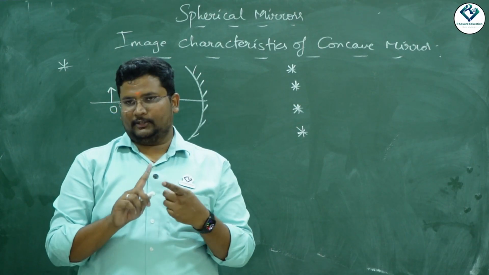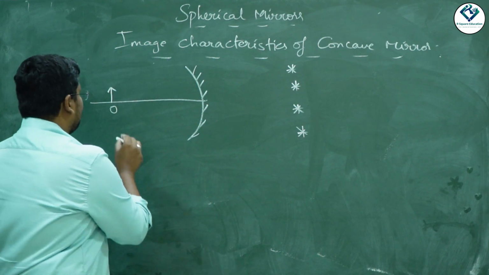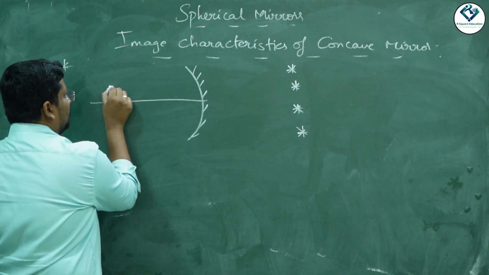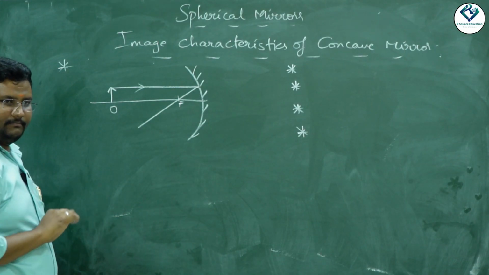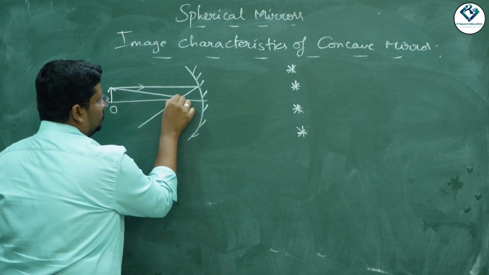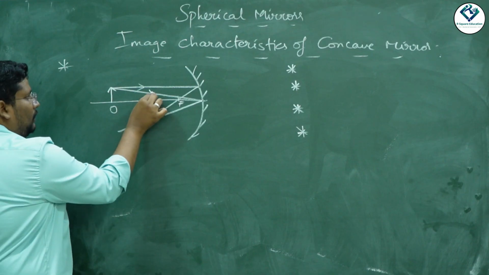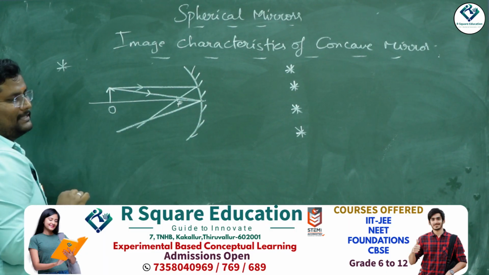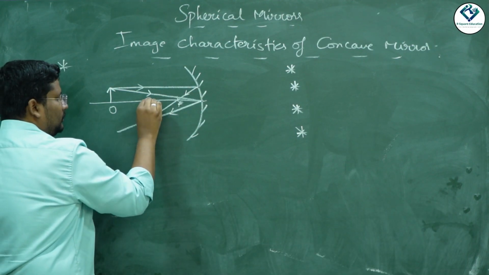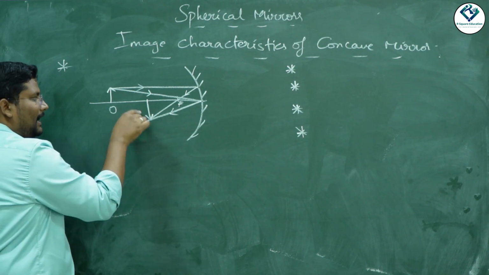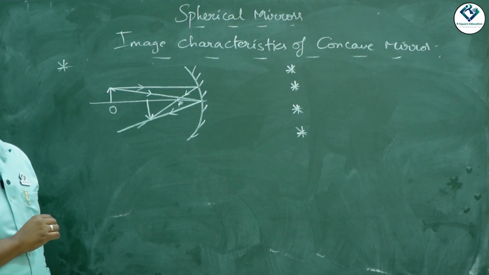One is going to be parallel to the principal axis, the other one is going to be through the pole. Say, for example, if the object is placed here, one ray I am going to place parallel to the principal axis, which is going to cut the focus. We know this. The other ray, I am going to take it through the pole. So what will happen? Again it will retrace the path, which means at what angle it is incident, the reflection is also going to be the same angle. Correct? So the two reflected rays are going to meet at some point. At that point the image is going to be formed.